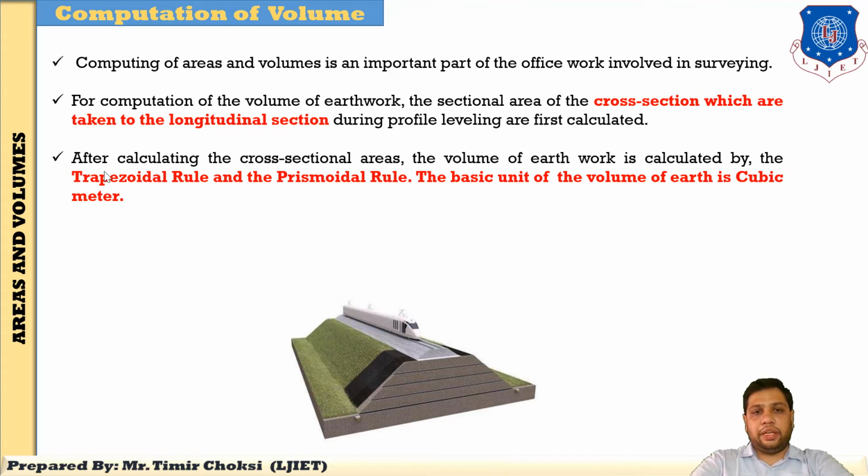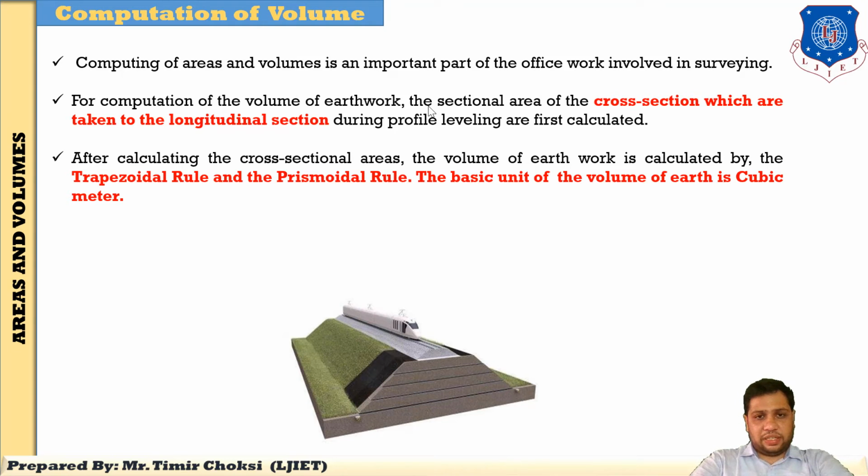After calculating the cross section area, the volume of earthwork is calculated by the trapezoidal rule as well as the prismoidal rule. So there are two rules used for computing the volume. The basic unit of volume of earth is the cubic meter, so the volume unit is always meter cube. So step one, find the area of the cross section, and then put the value of the area in the trapezoidal rule or prismoidal rule formula, and you directly find the volume of the earthwork.